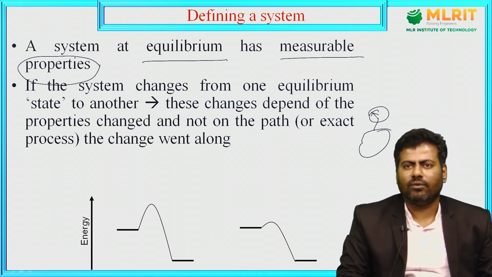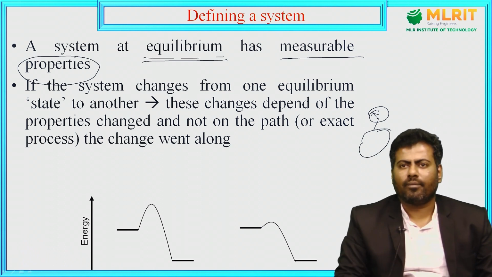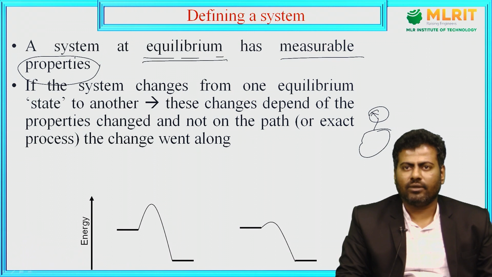Until then we can't measure the property, it keeps on changing. That is why I include the term equilibrium condition. Once the system attains equilibrium, then I can measure the thermodynamic properties, right? Then I can define the particular system. Got it? So like that I can define the system.